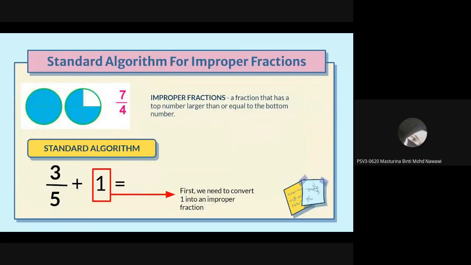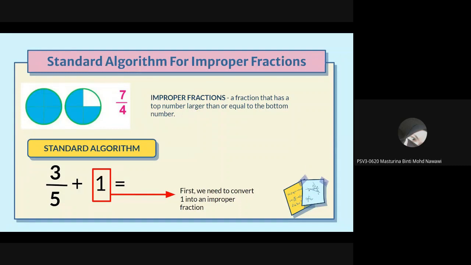So we go to the next slide, which is the standard algorithm for improper fractions. Okay, as we know, an improper fraction is a fraction that has a top number larger than or equal to the bottom number. For example, 7/4, 4/4, and others. Okay, there is a sample question which is 3/5 plus 1. As we know, 1 can be written as an improper fraction.